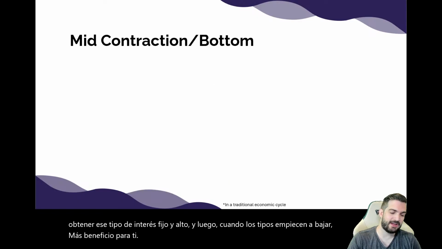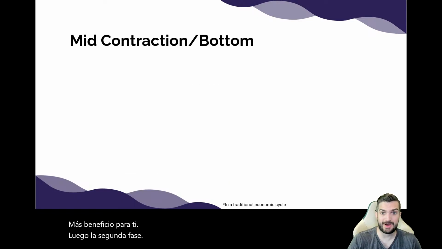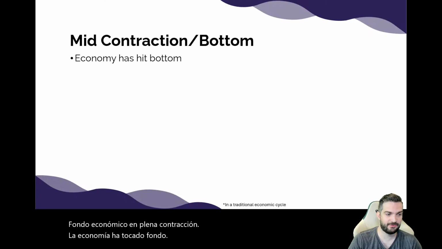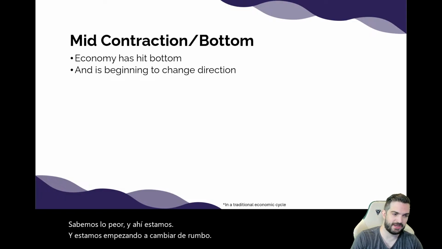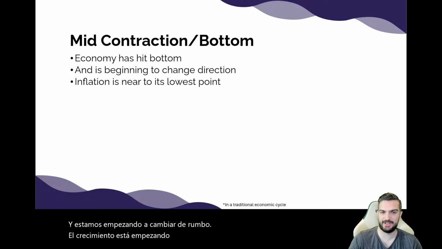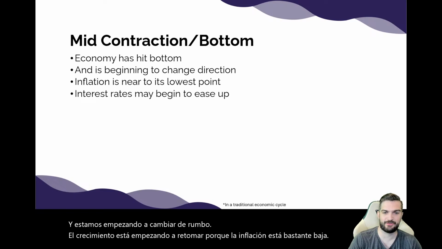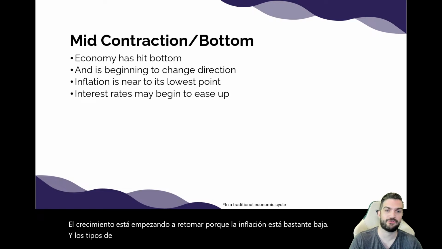Then, stage 2, mid-contraction or economic bottom. The economy has hit the bottom. We know what the worst is, and we're there. And we're starting to change direction. Growth is beginning to start again, because inflation is pretty dang low and interest rates are easing up. Interest rates are starting to go down.